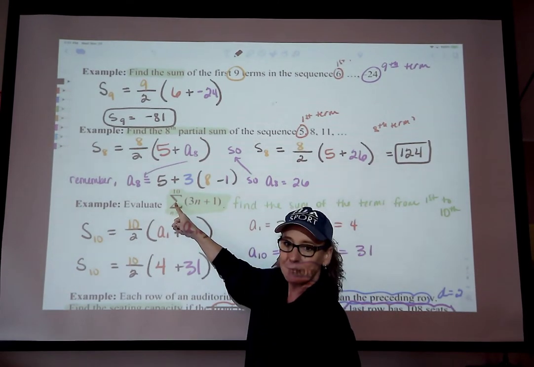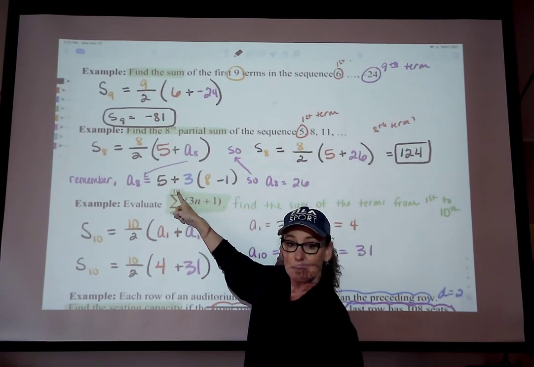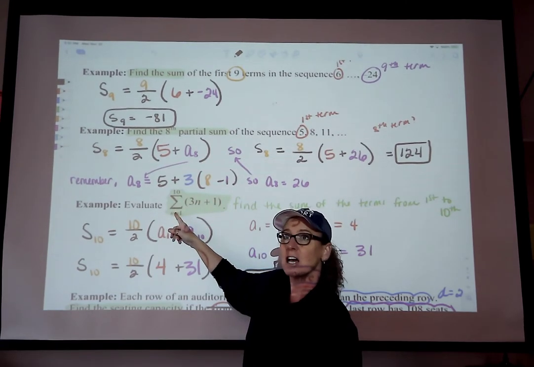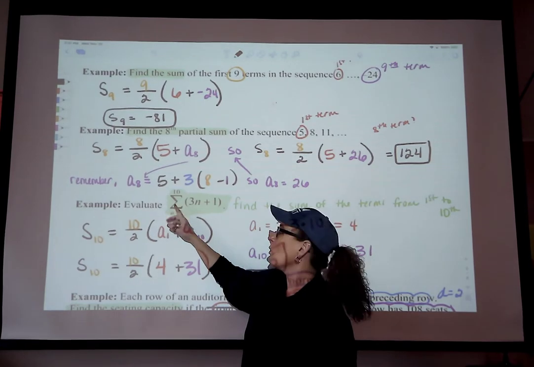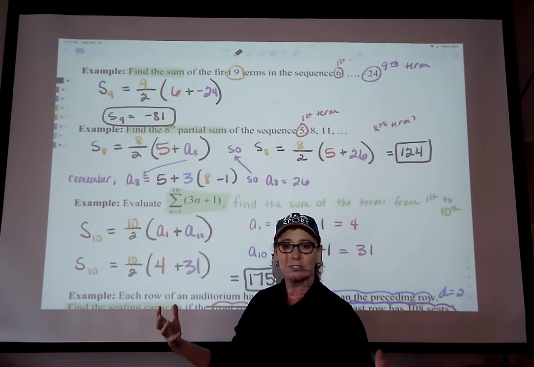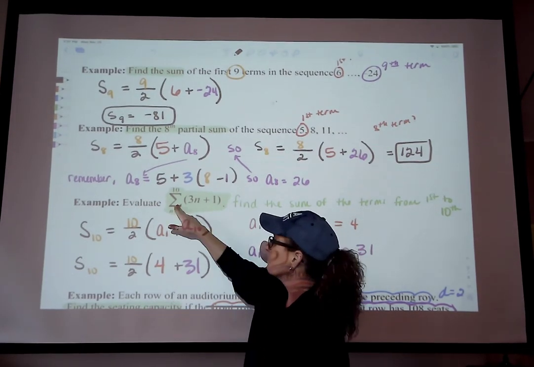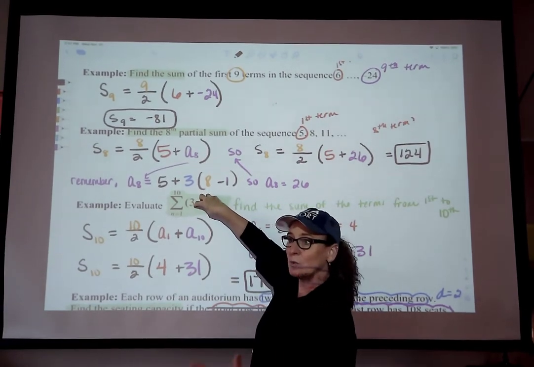Find the sum. Here's where you start. Here's where you stop. Do you see how this could have been worded? Find the sum of the first 10 terms. Or this could say, find the 10th partial sum. They all mean the same thing. And this expression right here is how you get your terms.